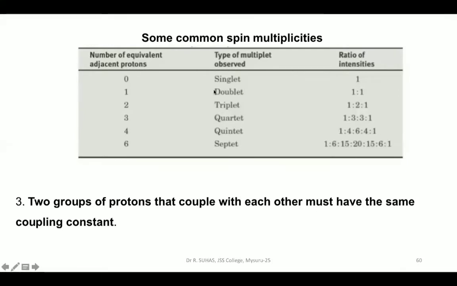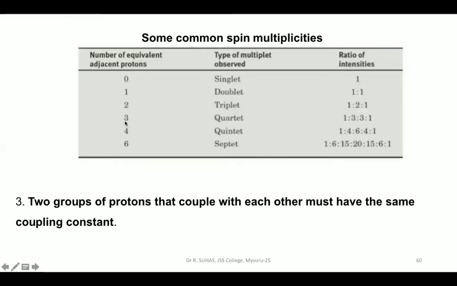So you call it a doublet, and both the peaks have the same intensity. That's why we say that the ratio will be 1:1. If there are two hydrogens on the neighbor, then 2 plus 1 is 3. It is a triplet. The intensity is 1:2:1 ratio. If there are three neighboring protons, 3 plus 1, 4, that is a quartet, then the ratio of the intensities will be 1:3:3:1. This means the two middle peaks have very high intensity, whereas the flanking peaks have very low intensity.